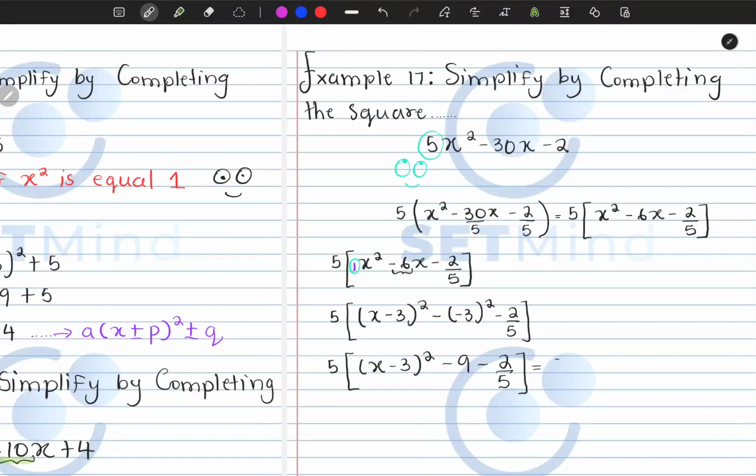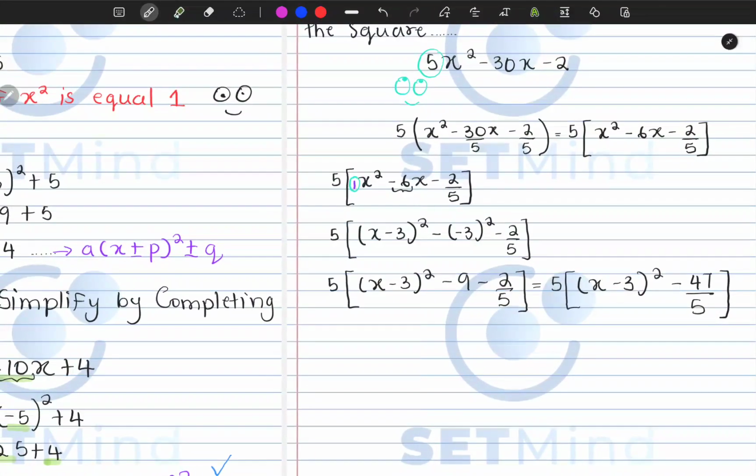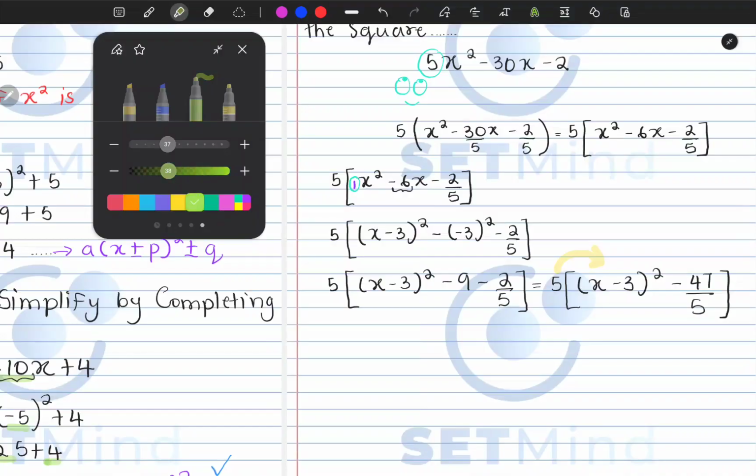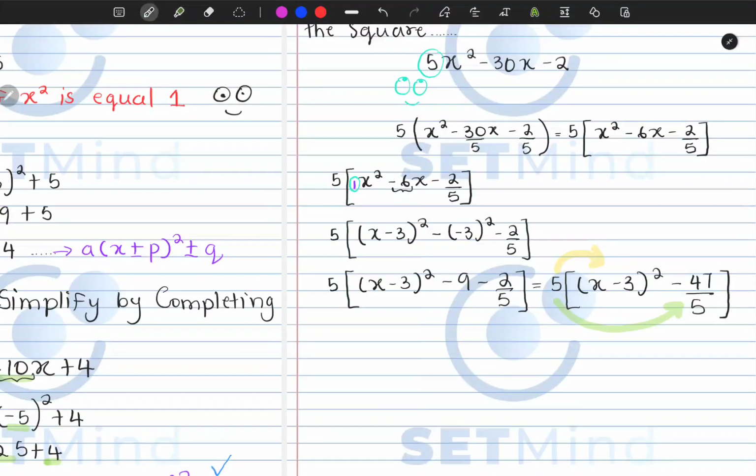So we should go ahead and simplify that and collect it to a common denominator. Minus 9 minus 2 over 5 will be negative 47 divided by 5. That is what we are going to have. And the 5 is just going to multiply in, but it is also going to multiply on that side. So the final answer will simply be 5 into x minus 3 all squared minus 47.